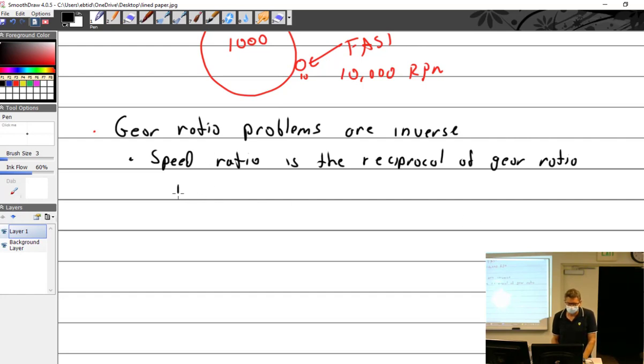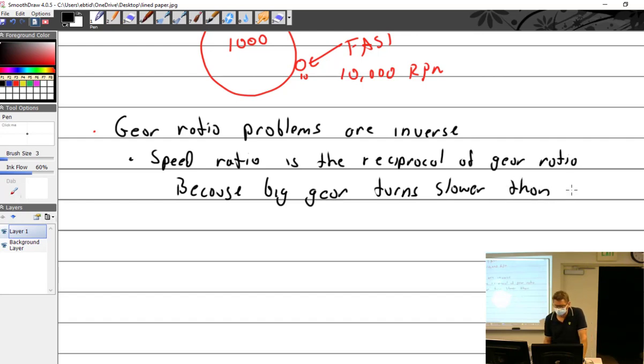So write that. Because big gear turns slower than small gear.